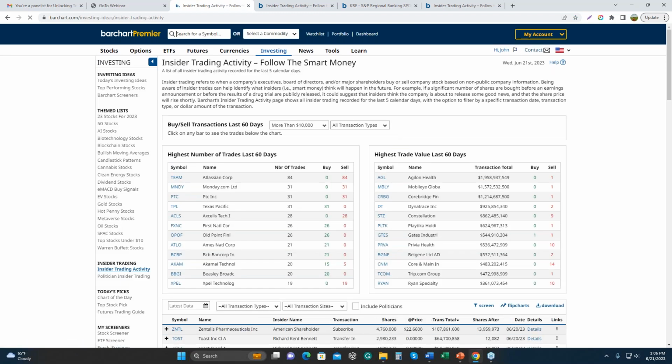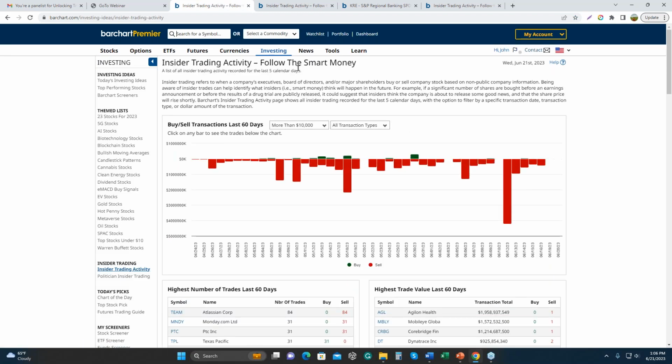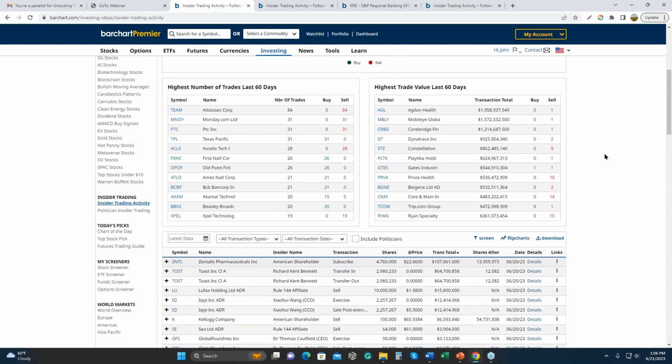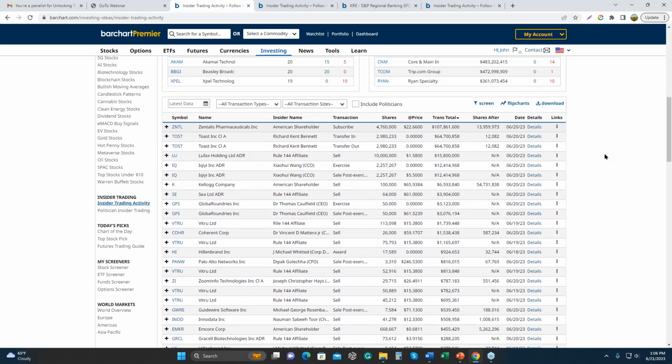First of all, the insider trading activity page is a list of filings required by the SEC. They are disclosing the transactions of individuals who are in beneficial ownership of securities. That's how the SEC defines it. These include individuals who have more than 10% ownership or are a director or an officer of a company.